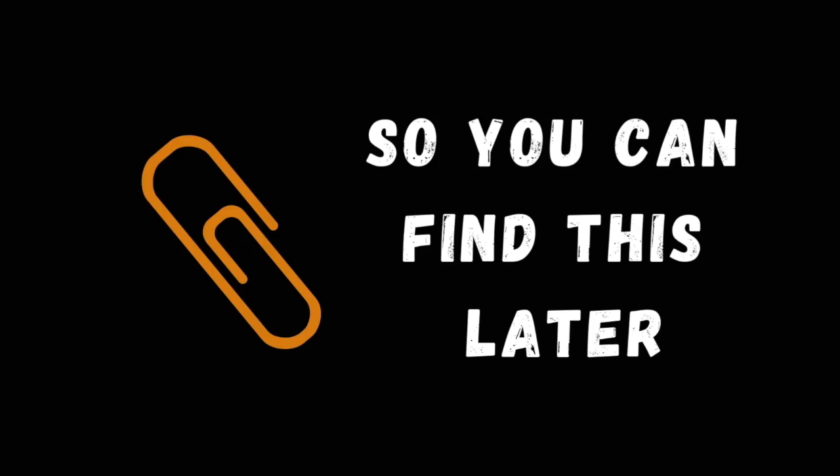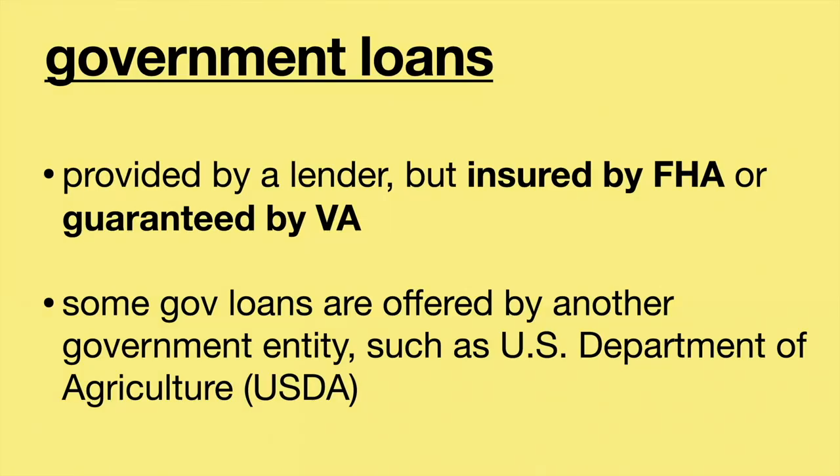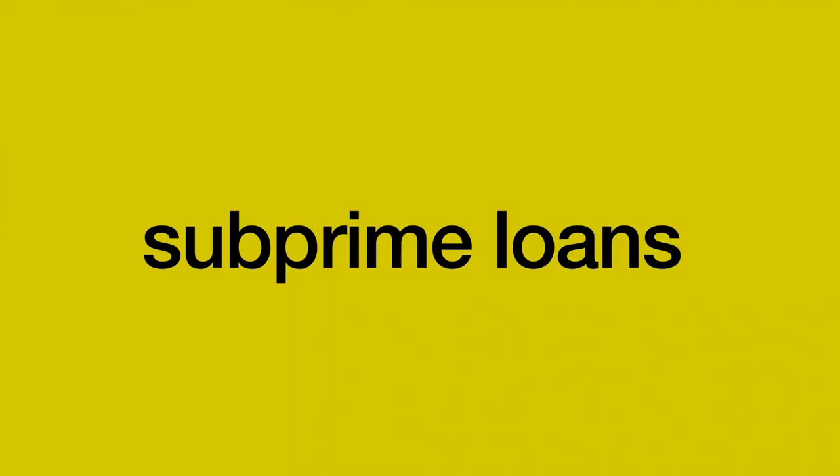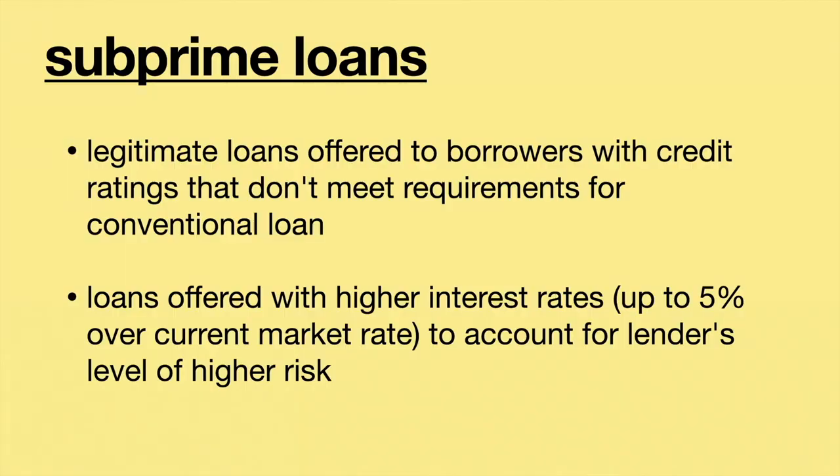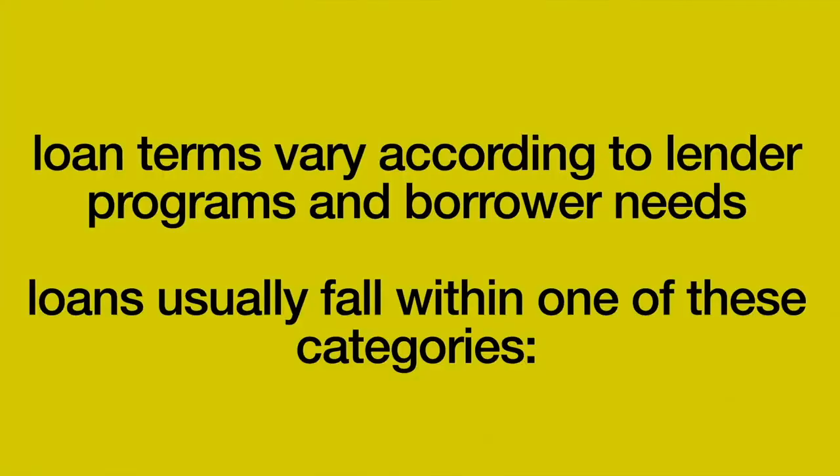Okay, back to it. Government loans. Provided by a lender, but insured by the FHA or guaranteed by the VA. Some government loans are offered by another government entity, such as the USDA or the U.S. Department of Agriculture. Subprime loans. Legitimate loans offered to borrowers with credit ratings that don't meet the requirements for a conventional loan. These loans are offered with higher interest rates, up to 5% over the current market rate, to account for the lender's level of higher risk. Loan terms may vary according to lender programs and borrower needs. Loans usually fall within one of these categories.